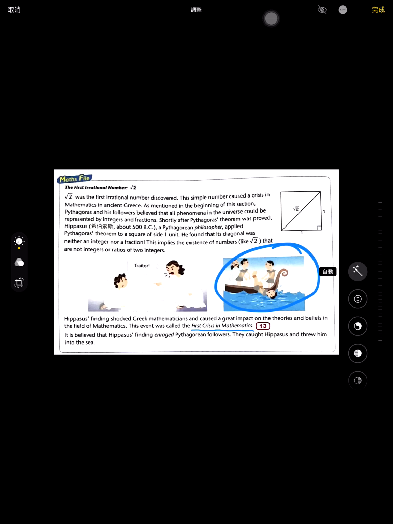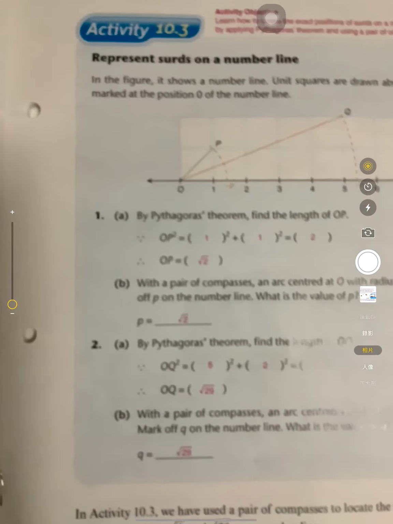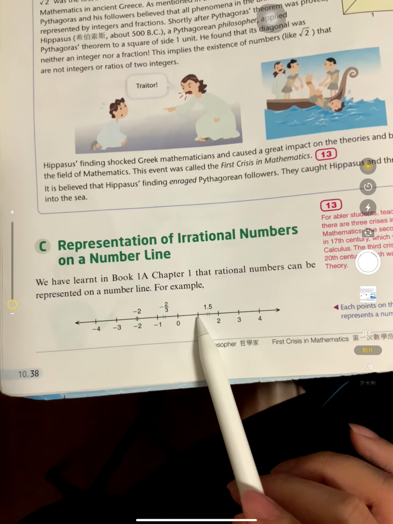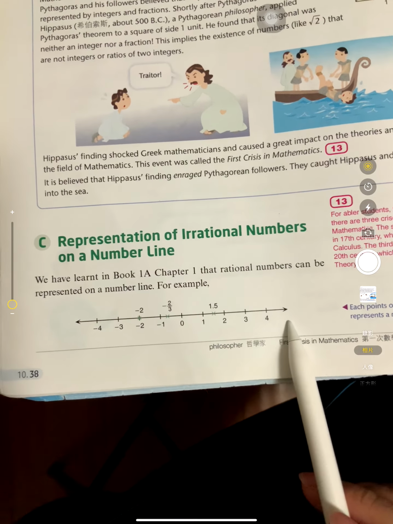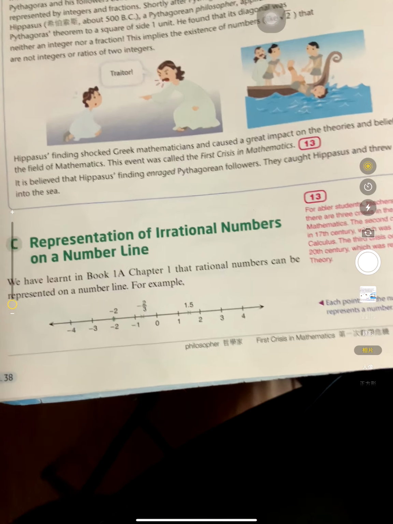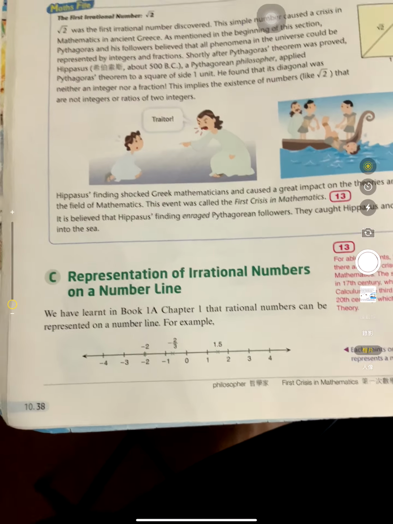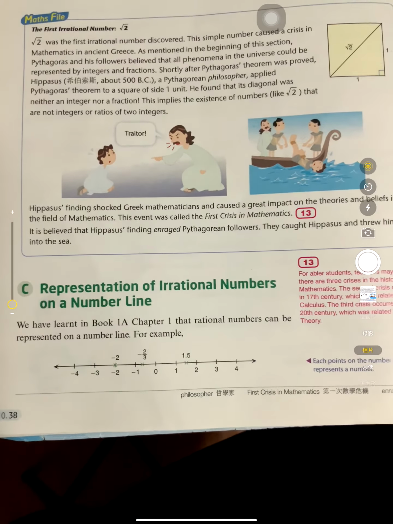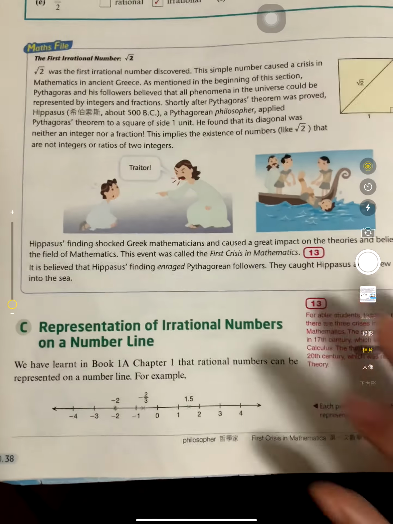So in this section 10.5, there is a last part, part C. Part C is going to ask you to represent an irrational number on the number line. In Form 1, we know that we can mark numbers on the number line, but how can we mark an irrational number? For example, square root 2, square root 3, etc. I'm going to talk about it roughly, because mostly in examinations they will not ask you this kind of question. So I'm going to talk about this faster.